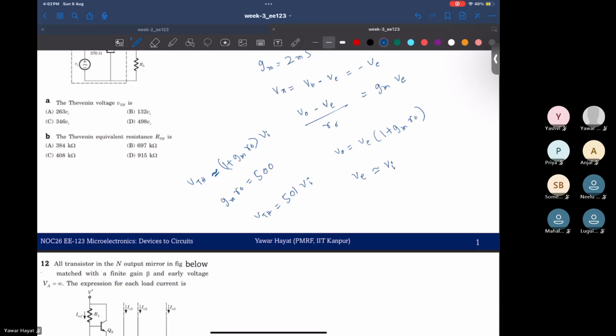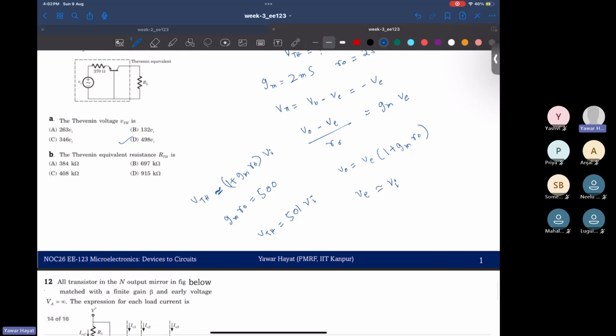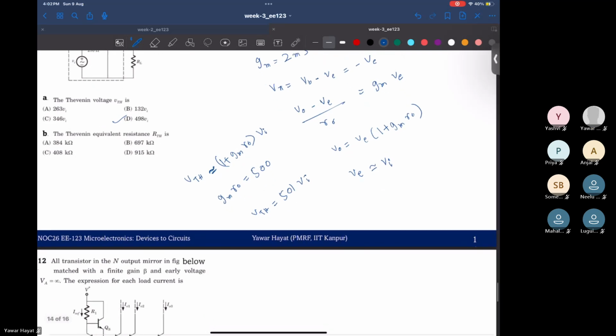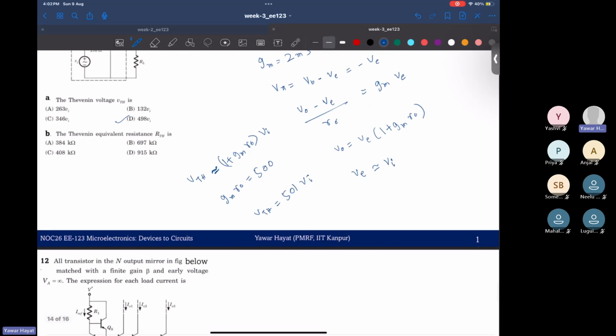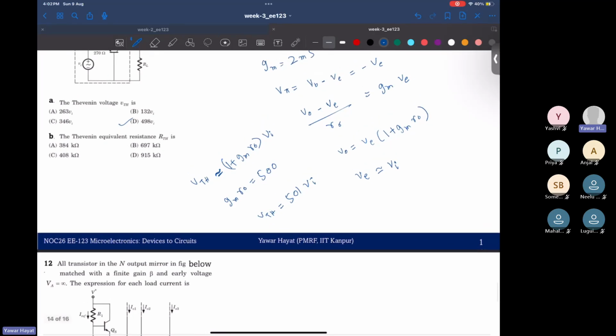correct? So the nearest option that matches it is this one, right? 498 VI. The slight difference could perhaps be due to the approximations that have been used while evaluating the result. But yeah, option D is correct for the first one.